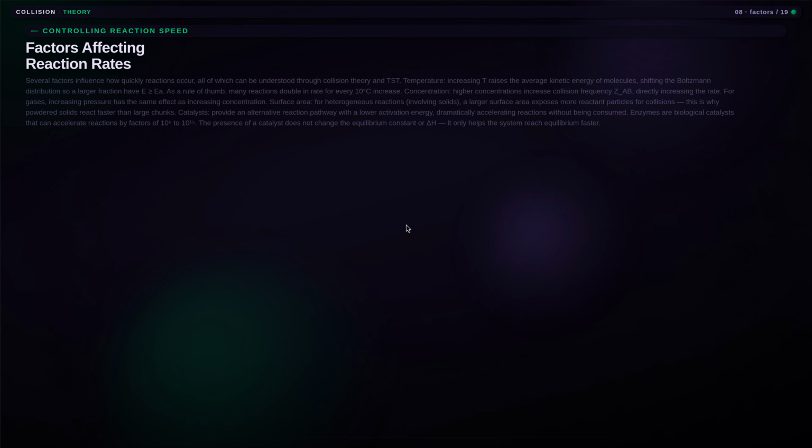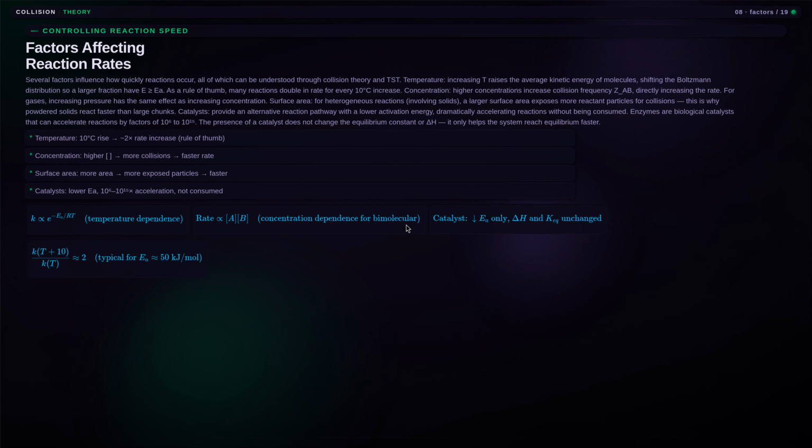Several factors influence how quickly reactions occur, all of which can be understood through collision theory and transition state theory. Increasing temperature raises the average kinetic energy of molecules, shifting the Boltzmann distribution so a larger fraction have energy at least the activation energy. As a rule of thumb, many reactions double in rate for every 10 degrees Celsius increase. Higher concentrations increase collision frequency, directly increasing the rate. For gases, increasing pressure has the same effect as increasing concentration.